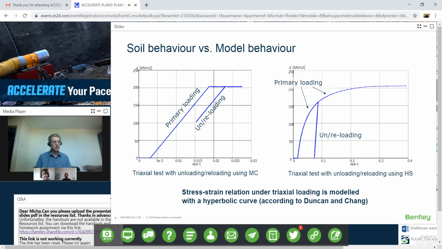Remember, the Mohr-Coulomb model only has one stiffness parameter, the Young's modulus. Whether I load the soil for the first time or I unload it or reload it, it's always the same stiffness. So therefore the lines are parallel.